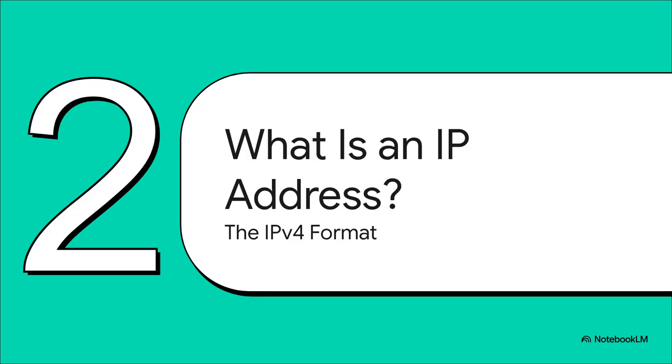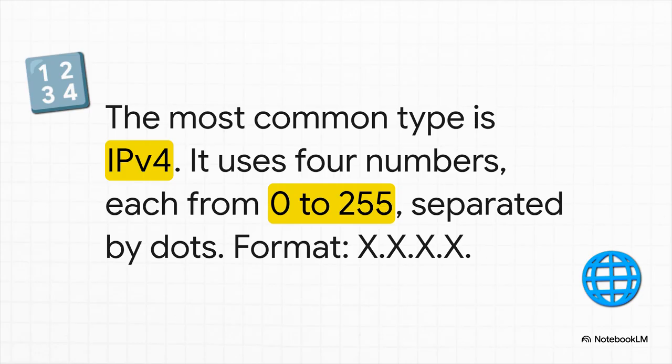So, okay, we know it's an address, but what does one actually look like? There are a couple of different versions out there, but the one you'll see most of the time is super simple and easy to spot once you know the pattern. This common format is called IPv4, which is short for Internet Protocol Version 4. It's just 4 groups of numbers separated by dots, and each of those numbers can be anything from 0 all the way up to 255. It's a simple structure, but it's what originally gave us over 4 billion unique addresses for the entire internet.